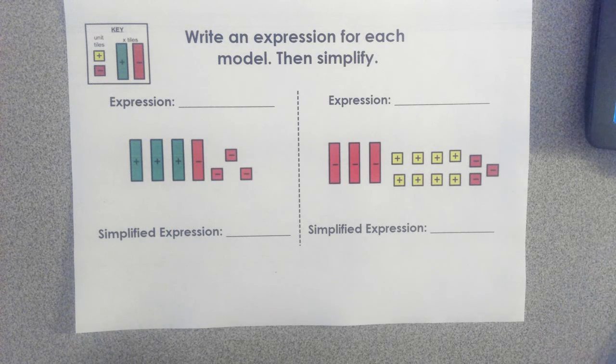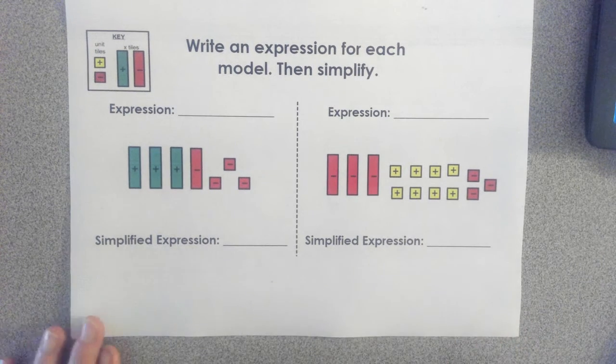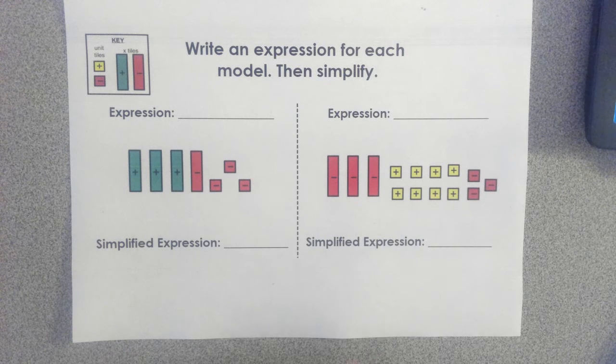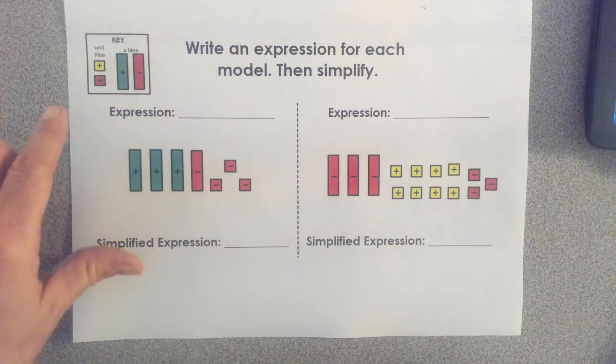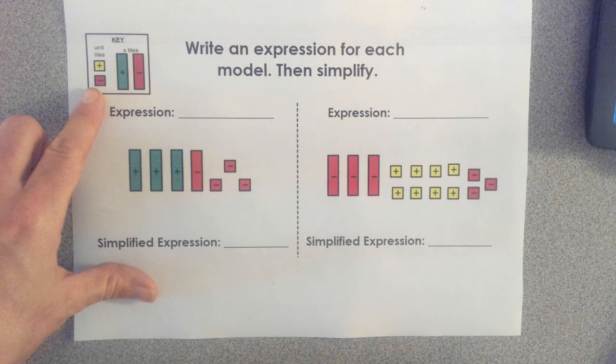Okay, you just saw a video regarding cows and pigs, where the cows went with the cows and the pigs went with the pigs. They stay with their own kind. The same thing happens in algebra with our x's and our units. So our x's are indicated by the rectangular tiles and our units are indicated by the square tiles.